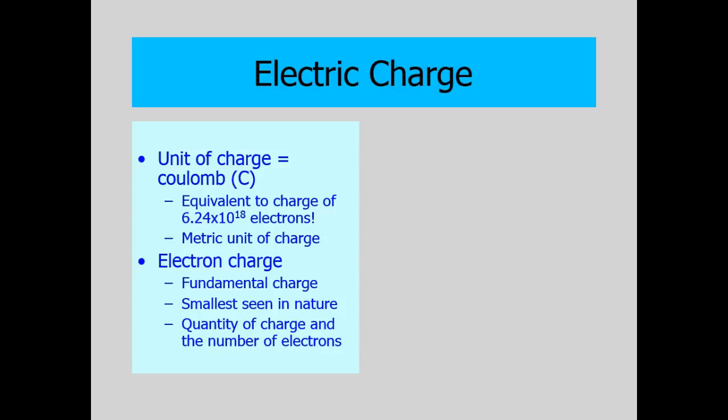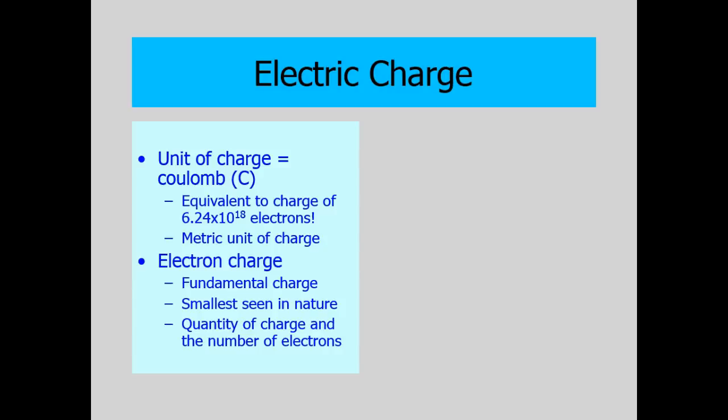The Coulomb is the metric unit of charge. It's not the basic unit, that would be the electron, but a Coulomb is a macroscopic unit, which is 6.24 times 10 to the 18 electrons, that amount of charge. That's something we can measure. So, of course, the electron charge is the basic one, the fundamental charge. You cannot get any less charge than there is in an electron, because that's the smallest seen in nature. The quantity of charge relates to the number of electrons that are floating around, or exchanged or whatever.